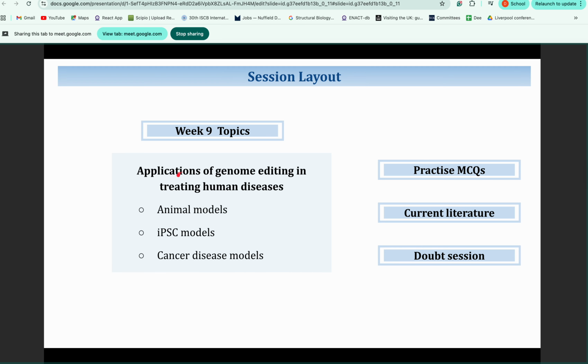In today's session, we'll be looking into week 9 topics, in which we'll see the applications of genome editing in treating human diseases. We will see animal models, why they are used, what the different types of animal models are, and what the different advantages of using them are. We will see iPSC models and different cancer disease models. Then we will practice a few MCQs, look into the current literature, and then I'll be taking your doubts.